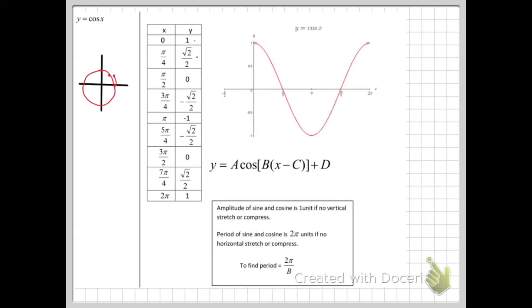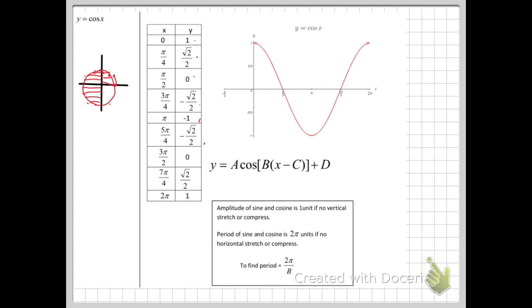The x value is √2/2. At pi over 2, the x value is 0. And then they start to go negative as you go around, because remember we are measuring the x values, because cosine is the x value as you go around the unit circle. And that's where all these numbers come from.